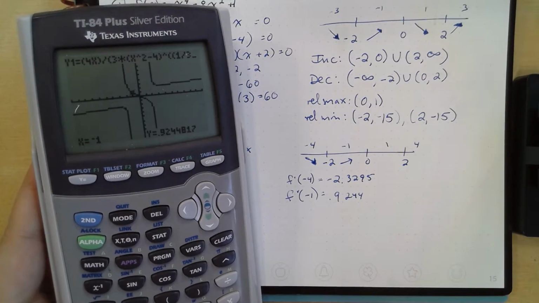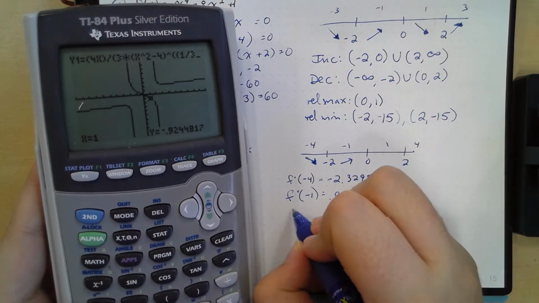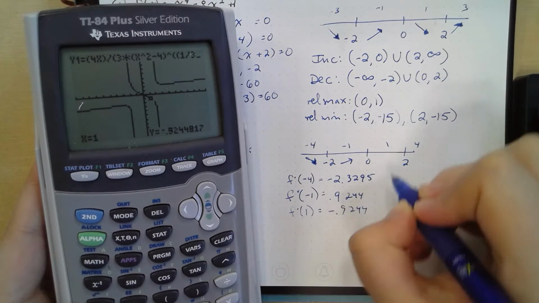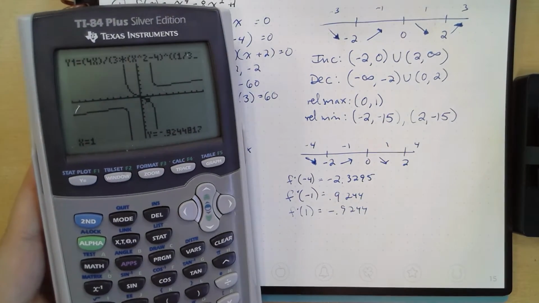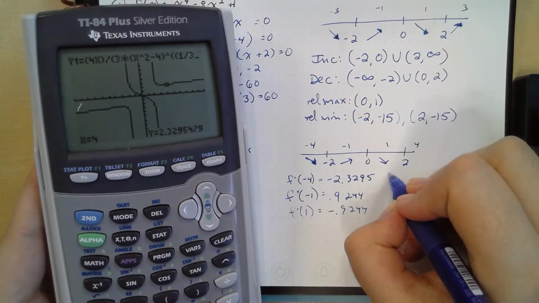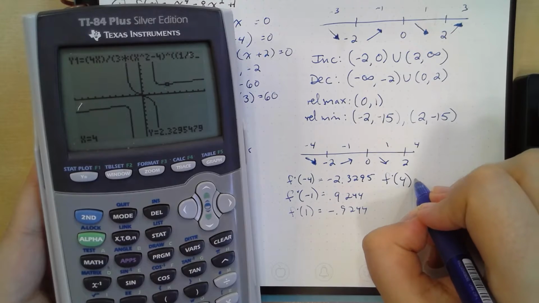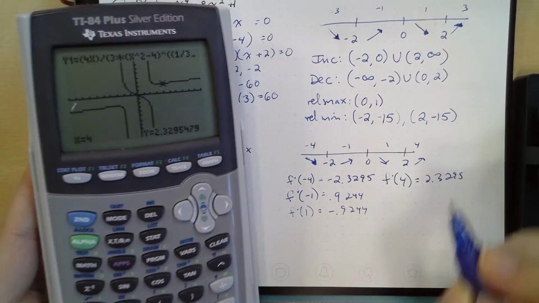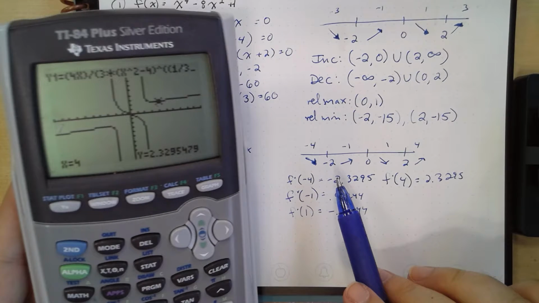And then if I test 1, I get negative f prime of 1. I got negative 0.9244, blah, blah, blah. That's decreasing. And if I check 4, I get f prime of 4. I got 2.3295, blah, blah, blah, blah, blah. That's increasing, okay?